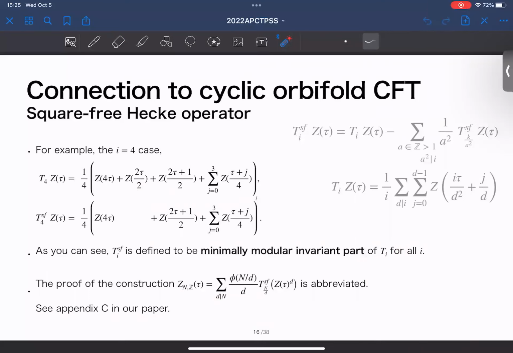Okay, but is there an orbifold, or is there a way to construct theories which directly gives this square-free thing as the partition function? Your question is about the AdS/CFT case. Do these TSFs correspond to the partition function of any particular orbifolding?